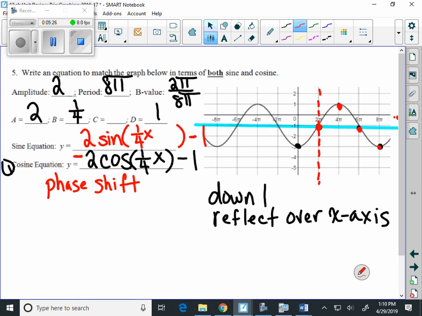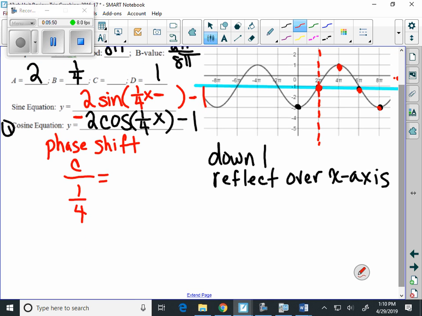And we're going to be putting in our C value here, but we went right, so that means we're going to go minus. And then to calculate out our phase shift, we're going to do C divided by B, which is the 1/4, and that's going to equal our phase shift of 2 pi. Oh, not 24, 2 pi.